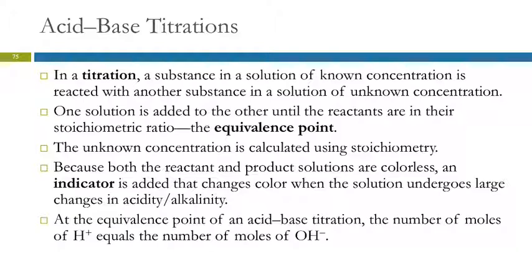So the big question is, how do we know when we've added just the right amount of stuff? Well, for different types of reactions, we have to use different methods. For acids and bases, we can use an indicator that changes color depending on whether it's in an acidic solution or a basic solution. So at the equivalence point of an acid-base titration, the number of moles of hydrogen ions will equal the number of moles of hydroxide ions. We can do titrations with other kinds of reactions, but here we're just going to talk about acid-base reactions.